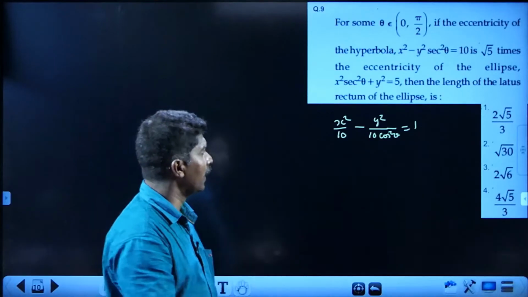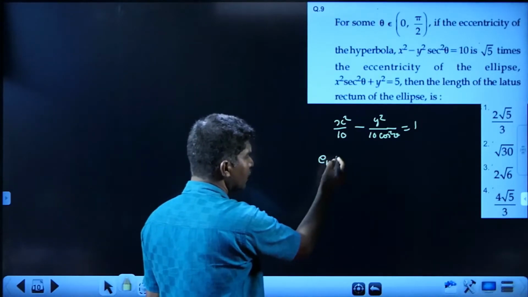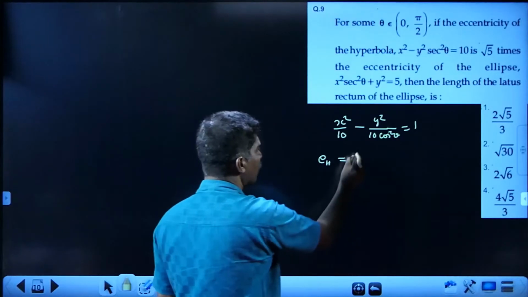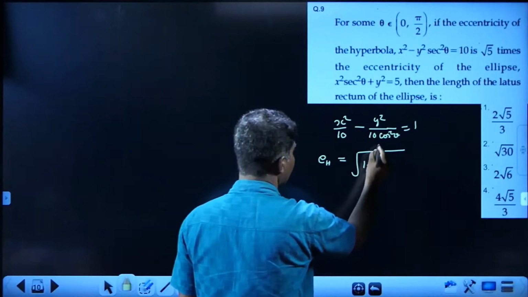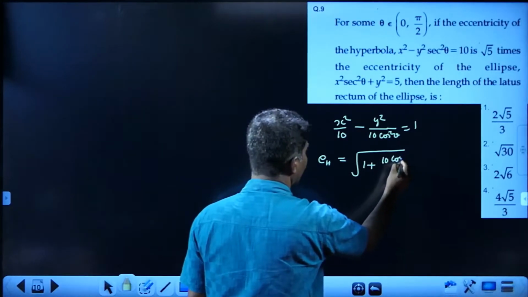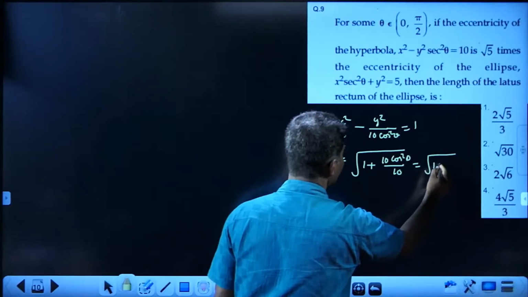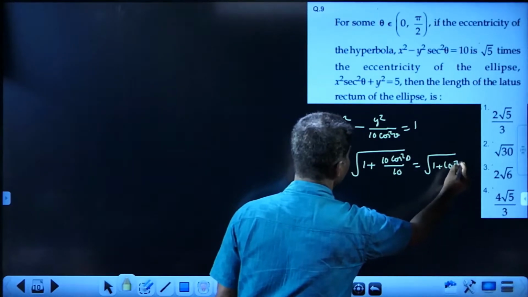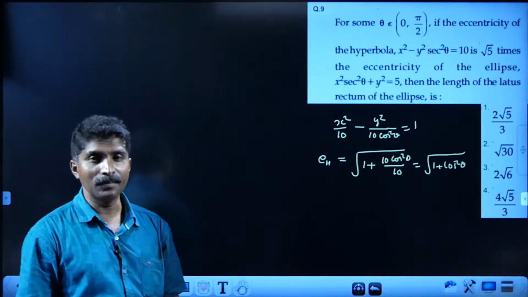What is its eccentricity? Let me write the eccentricity of the hyperbola as EH. What is the eccentricity of the hyperbola? Root of 1 plus b square by a square, that is 10 cos square theta divided by 10, so it is equal to root of 1 plus cos square theta. That is the eccentricity of the hyperbola.